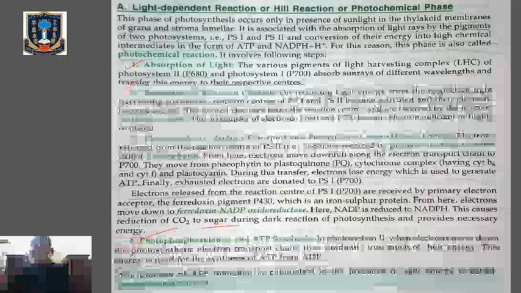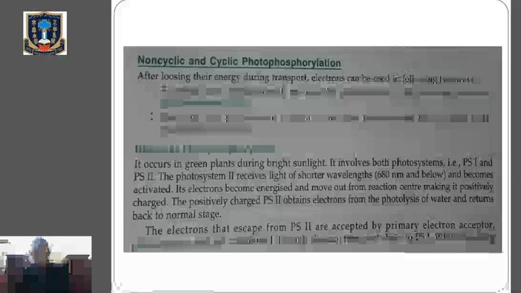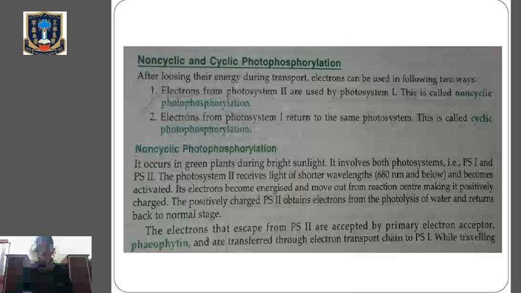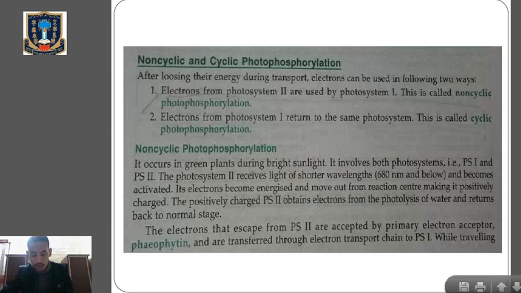Okay, so now let's talk about the next one, the non-cyclic and the cyclic photophosphorylation, because we are learning about photophosphorylation. Photo means light, so in the presence of light, ATP is being synthesized. So we have got two types of photophosphorylation. One is called the non-cyclic photophosphorylation, and the second one is called cyclic photophosphorylation. So let's talk about the cyclic and the non-cyclic photophosphorylation. What does this mean? Now after losing their energy during transport, electrons can be used in the following two ways. Because when the electron moves through the electron transport system, energy will be lost, and electrons can be mainly utilized in two ways.